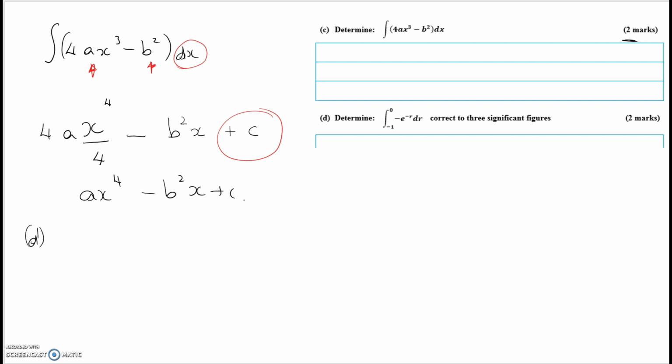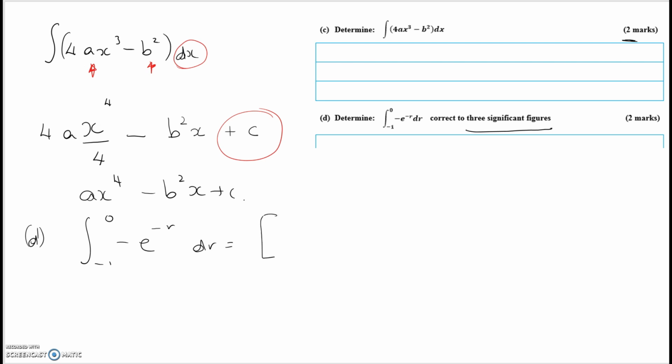Part D is integrating between two limits, so it's finding the definite integral. Now it's not an area one, it's just an integral one, but look, 3 significant figures for the answer, so watch that.